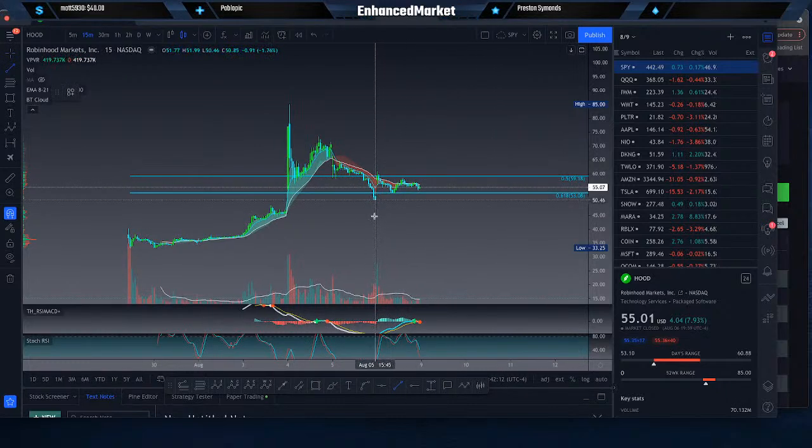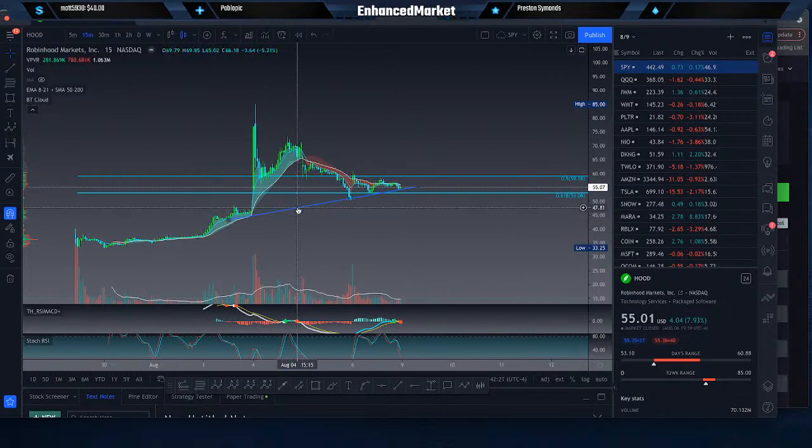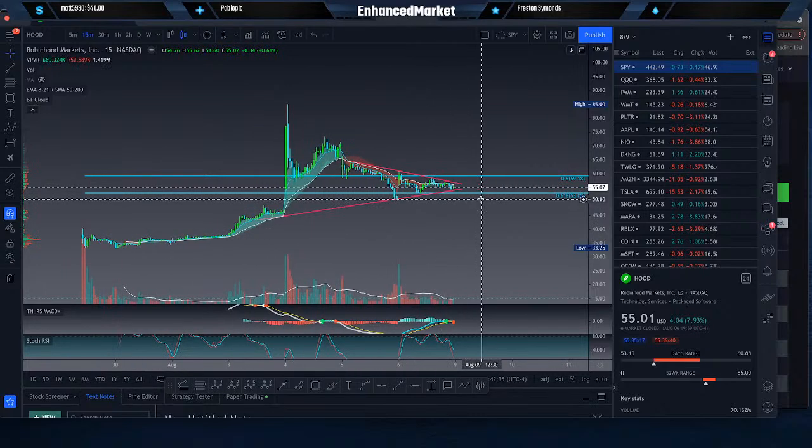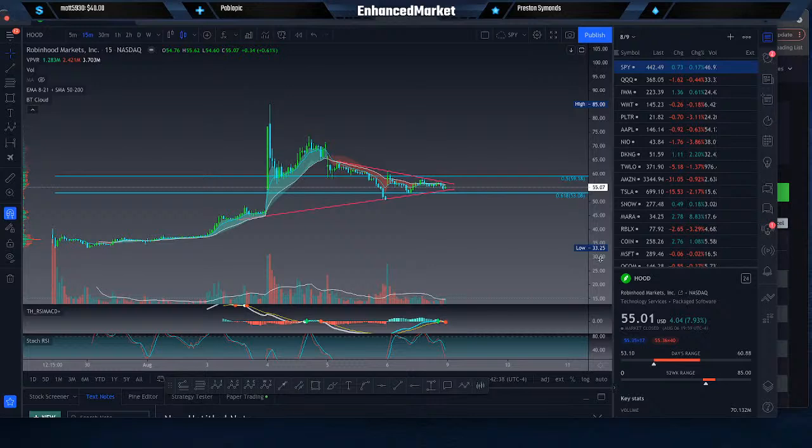We're also consolidating pretty nicely, honestly. Right, this probably even extends back to here, something like that, as well as that, right? So that looks pretty damn nice if you ask me. It's setting up for something, right?